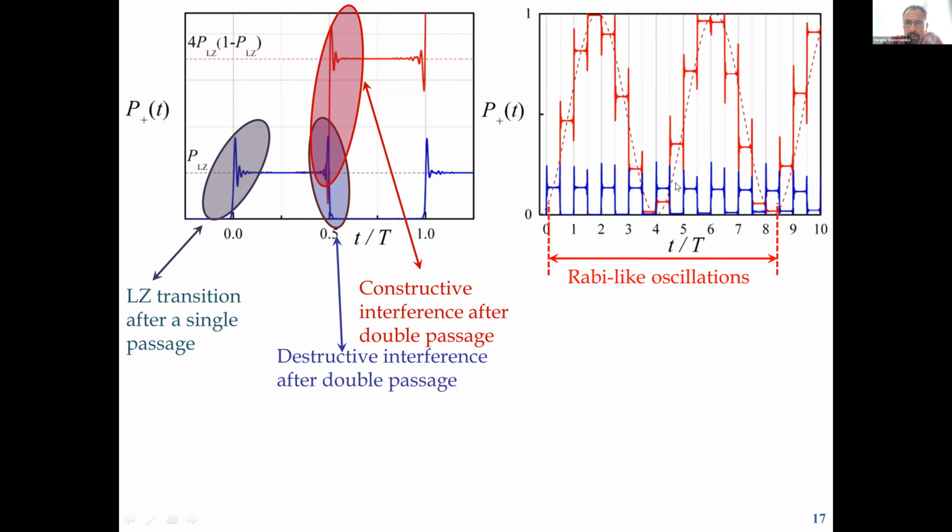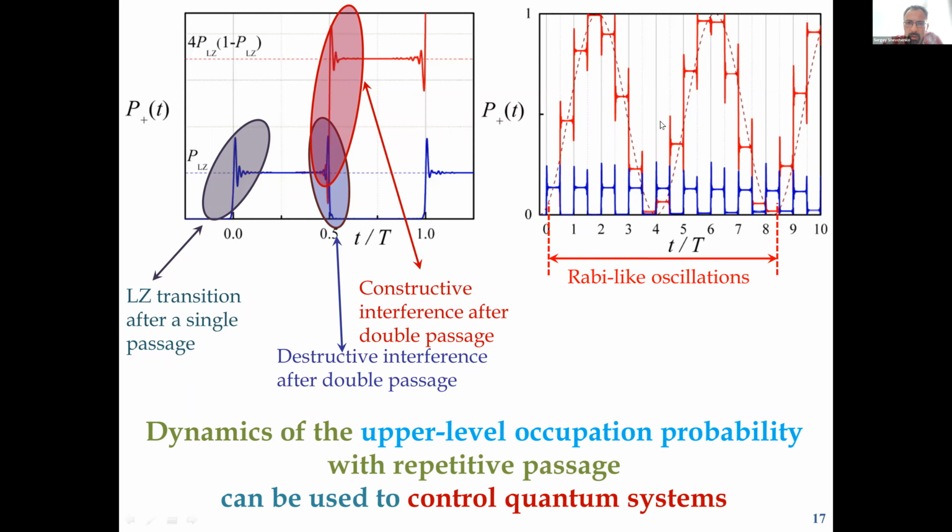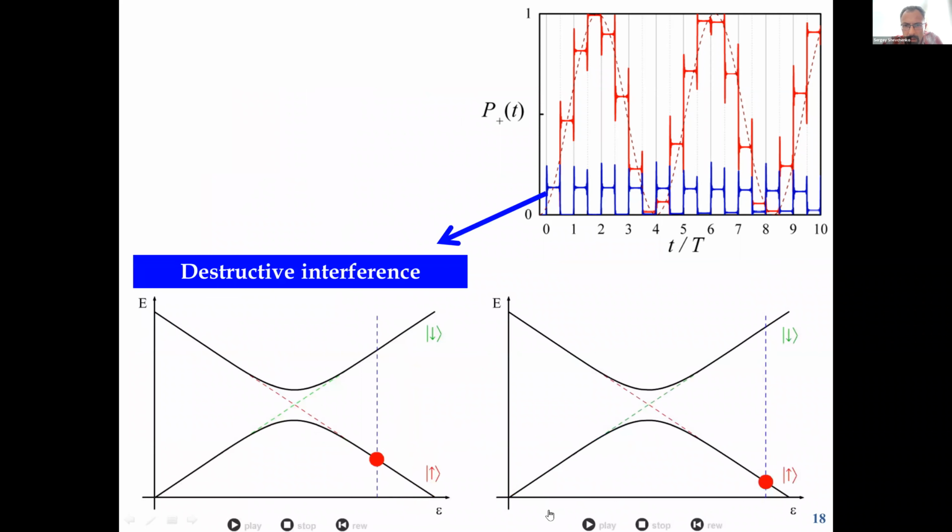These are Rabi-like oscillations. Importantly, we can describe and obtain such dynamics with the repetitive passages of the avoided level crossing, and this can be used to control the state of quantum systems. And this is the visualization: destructive interference after the second passage of the avoided level crossing, and constructive interference, where we obtain full excitation probability.